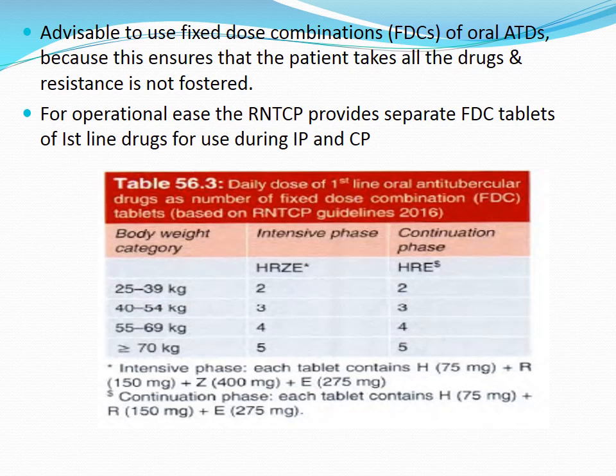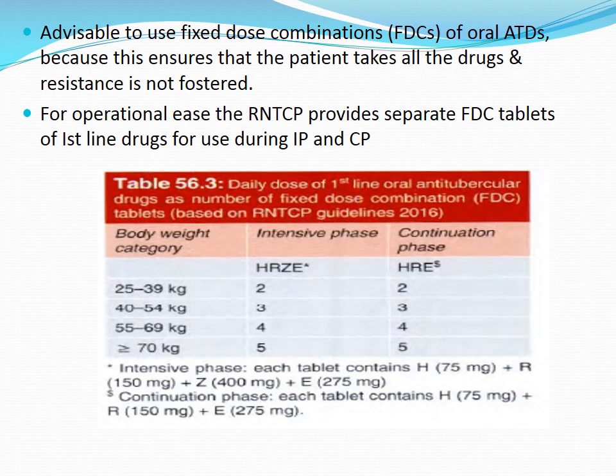Now what is the strength of one tablet? That is written below the chart. In the intensive phase, one tablet contains H 75 milligram, R 150 milligram, Z 400 milligram, and E 275 milligram. This is the strength of one tablet. So we are going to multiply by 2 when we are dealing with 25 to 39 kg. That is already available, nothing we have to make separately. For 40 to 54 kg, we have to give 3 tablets in the intensive phase, 3 tablets in the continuation phase. 55 to 69, 4 tablets in intensive, 4 tablets in continuation, and more than 70, 5 tablets in each.